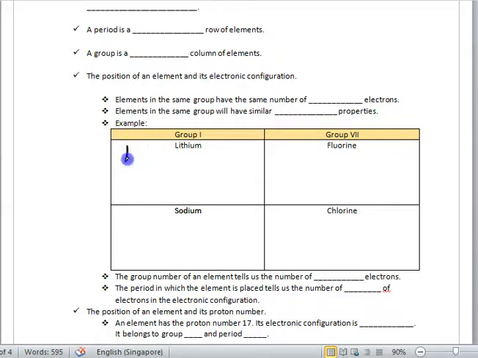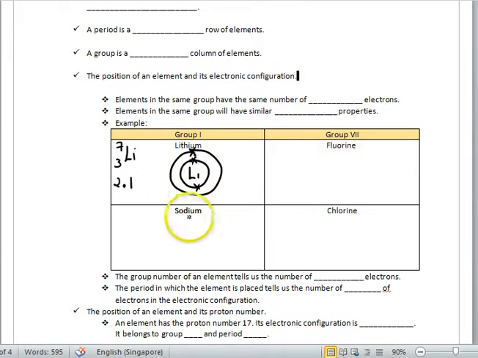So we have lithium, Li, 7, 3. What's the electronic configuration? You look at the number here, it is 2.1. So let's draw lithium. How many electron shells? It has 2 electron shells. The first electron shell has 2 electrons. The second electron shell has 1.